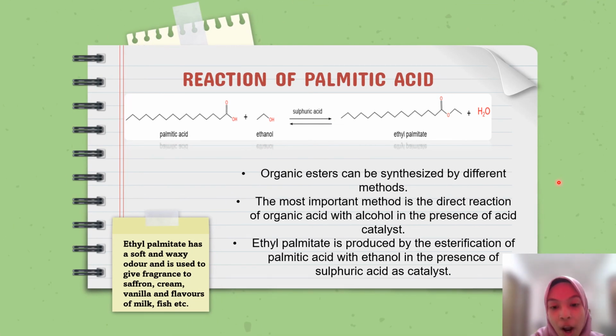For the reaction, organic esters can be synthesized by different methods. The most important method is the direct reaction of organic acid with alcohol in the presence of an acid catalyst. Ethyl palmitate is produced by the esterification of palmitic acid with ethanol in the presence of sulfuric acid as catalyst. Ethyl palmitate has a soft and waxy odor and is used to give a fragrance to saffron, cream, vanilla, and so on.